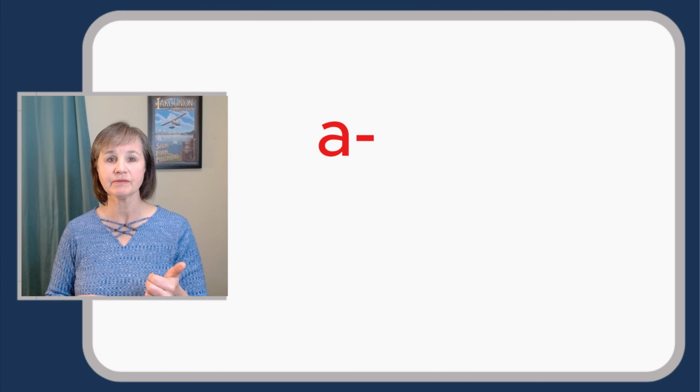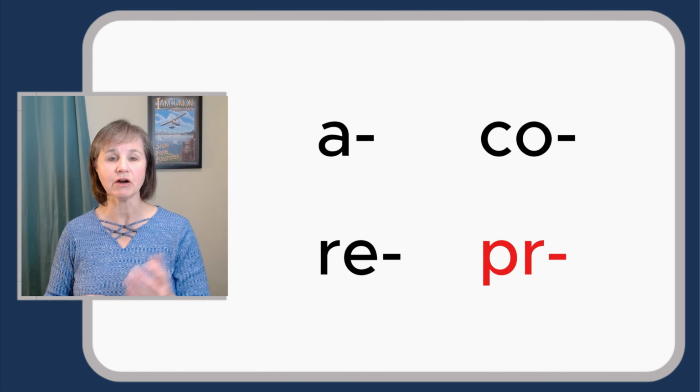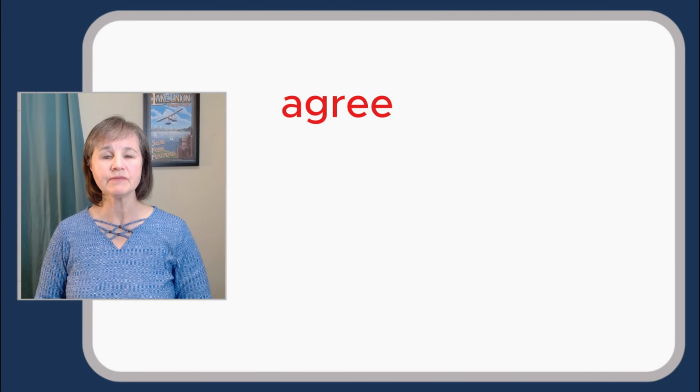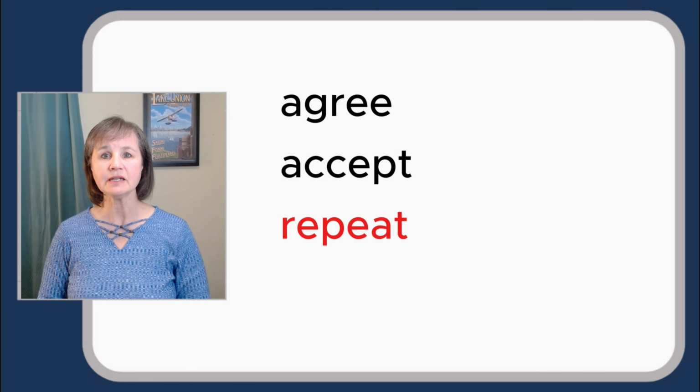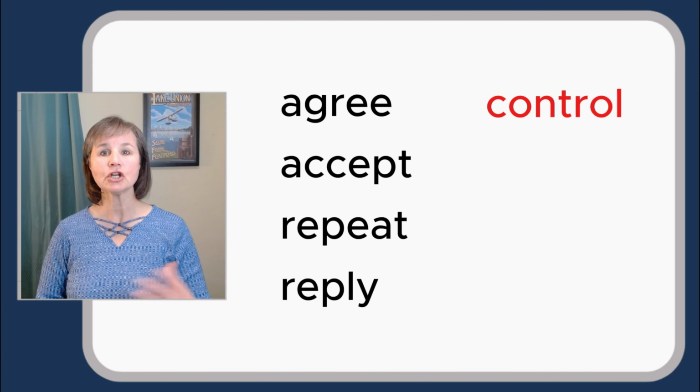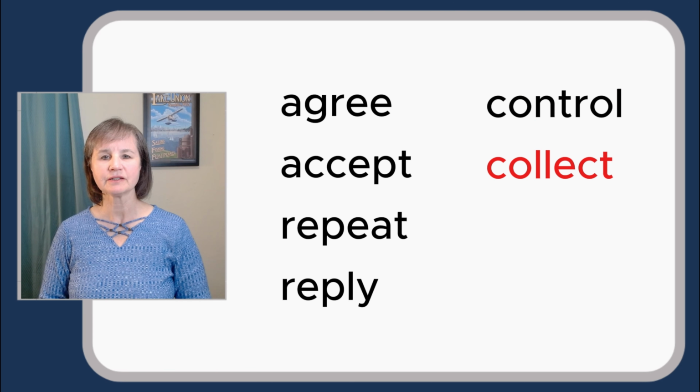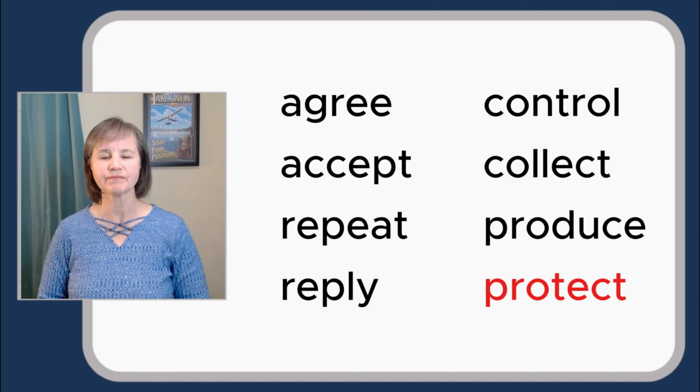Stress on the second syllable is the more dominant pattern for verbs, and you can often confirm this by looking at the beginning of the verb. Look for weak beginnings. If a short verb starts with one of the following, it will almost always stress the second syllable. A, RE, CO, and PR. Let's look at some common examples. Agree, accept, repeat, reply, control, collect, produce, protect.